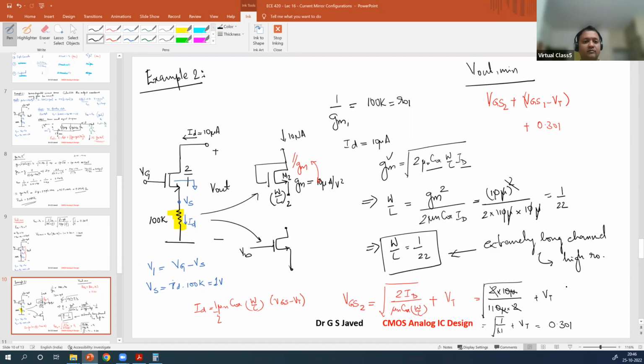Correct? How much is that value? I only need to know Vt. Now assuming Vt is equal to 1 volt, then this value will be 1.301 volt. And what is the VGS value here? 1.301. So the total value will be 2.6 volt, which is the V out min that you will see.